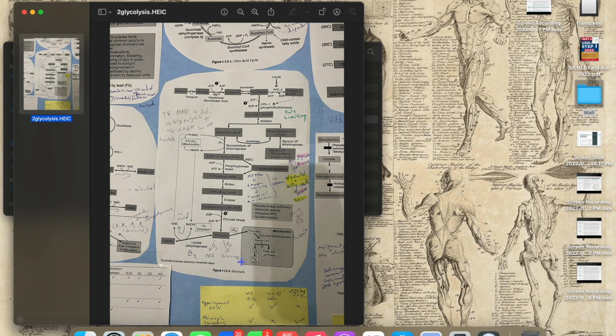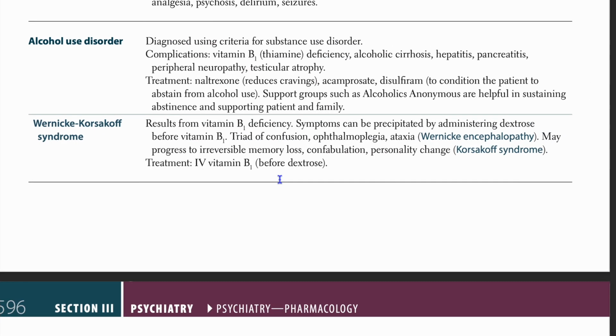Okay, and as glycolysis happens, everything is going to be used up. And the most important thing, once it becomes pyruvate and goes into the citric acid cycle, is that it requires pyruvate dehydrogenase, right? And this is thiamine dependent as well. Because of that, if you give dextrose before giving thiamine, it's going to precipitate the symptoms because you still don't have ATP. You're not making any ATP, because this requires thiamine and you're thiamine deficient. Okay, and that's why symptoms can be precipitated by administering dextrose before vitamin B1.